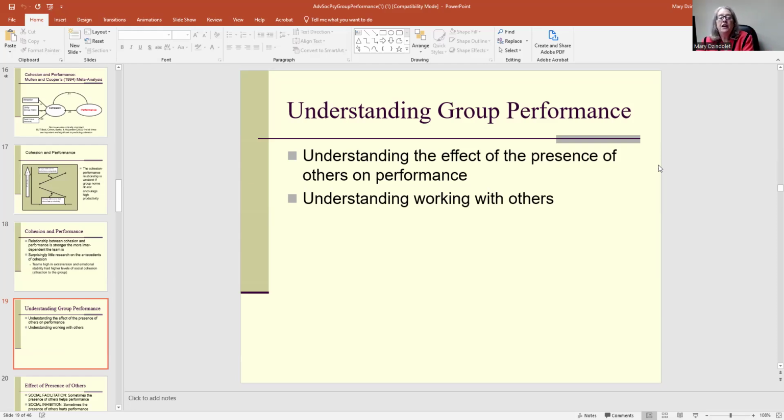So to finish up part one of working in groups, group performance and group decision making, I am going to talk about understanding the effect of the presence of others on performance. And then in the next video, we're going to talk about understanding working with others. We're going to talk about some potential pitfalls that groups can fall into. And then we're going to talk about teams.